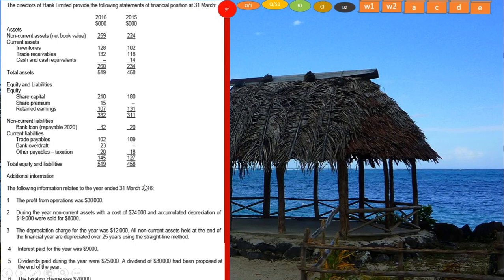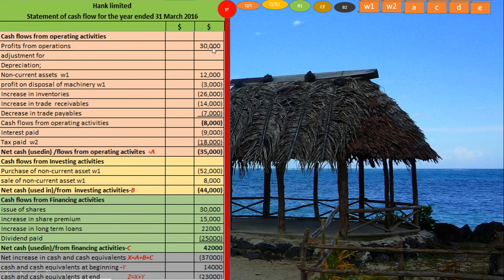Additional information given. The following information relates to the year ended 31 March 2016. The profit from operation was 30,000. See, we need to start off from profit from operation. It's given here. So very simple. In your cash flow statement, the profit from operation 30,000. Very simple.